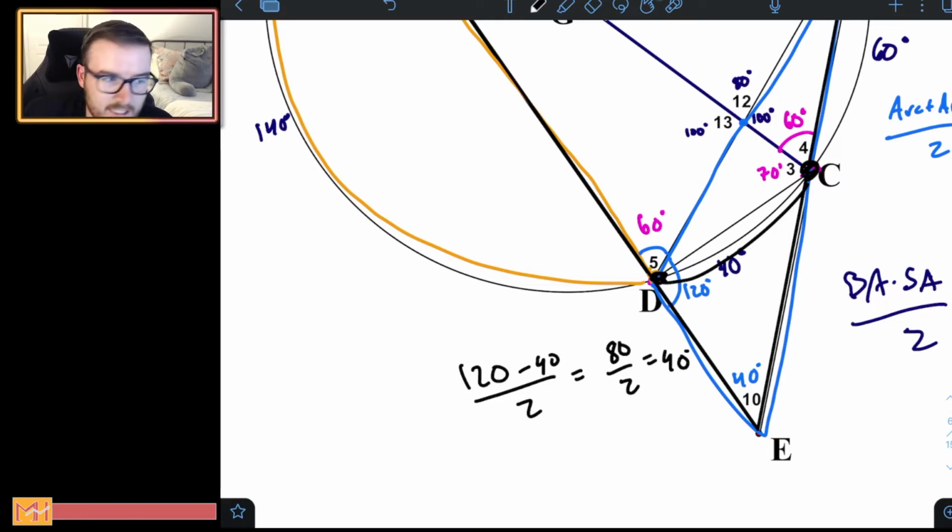So I'll let you decide. Is using triangles and being clever easier? Is just using the formula easier? You decide.